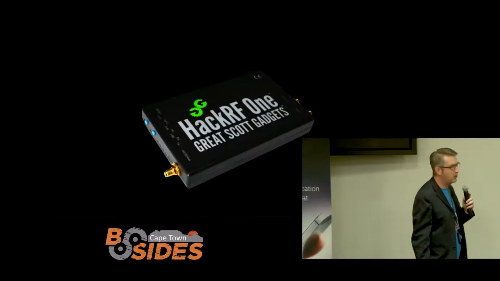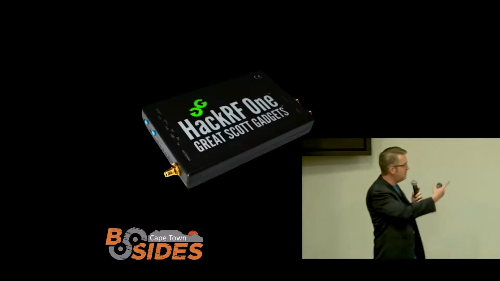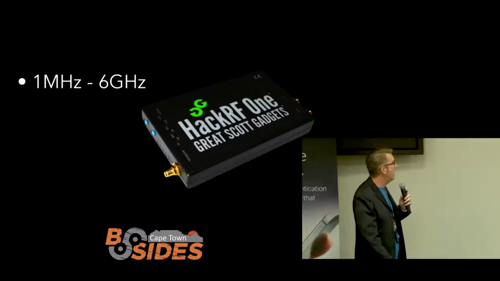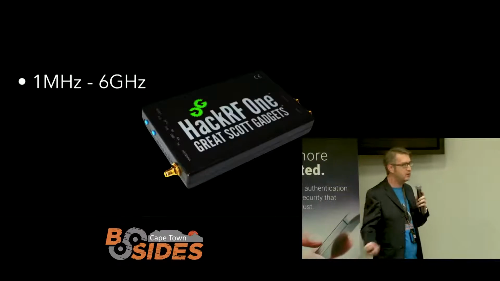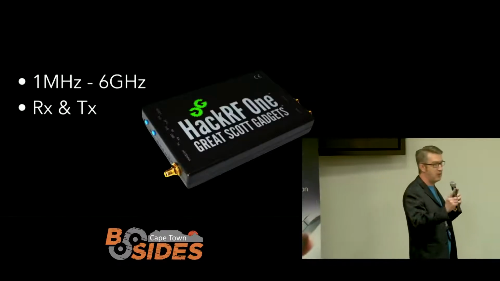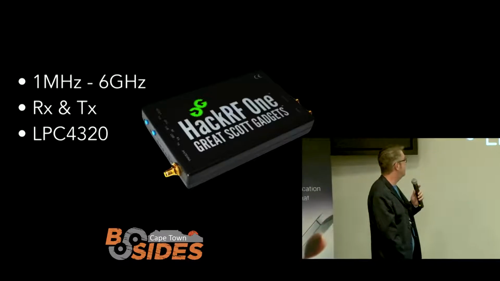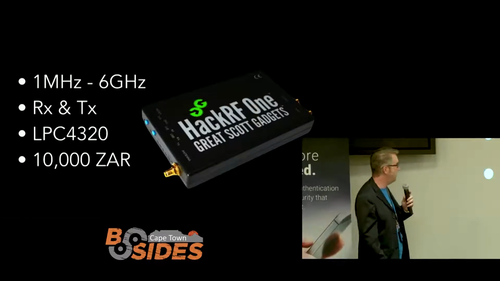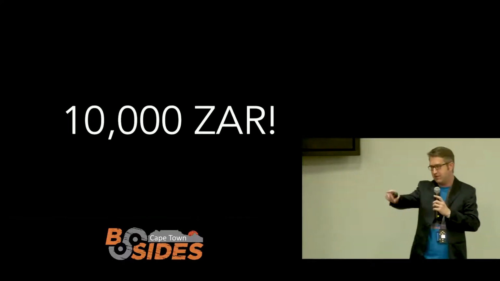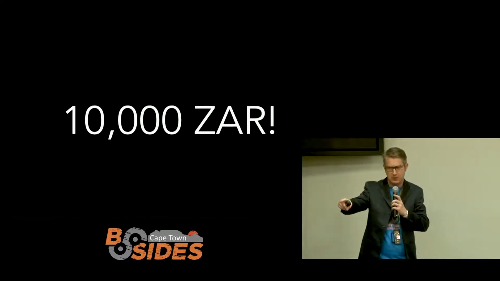It was started by a guy called Michael Ossmann. It's maybe twice the size of a Raspberry Pi, and works anywhere between 1 megahertz up to 6 gigahertz. It can both send and receive, so we say RX and TX. It's got a cool ARM chip in it, and it only costs 10,000 rands. That's right, folks, only 10 grand. Some people are getting better deals than when I was looking. But you have to chat to those people afterwards.